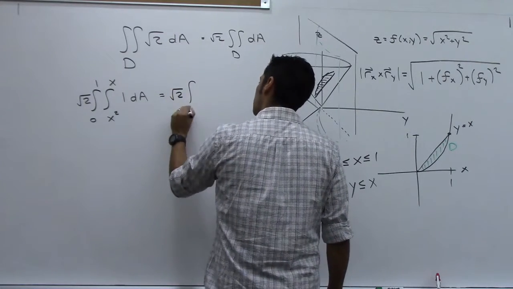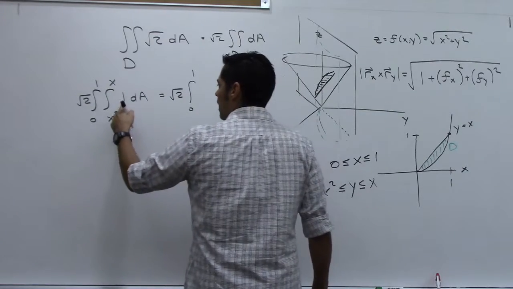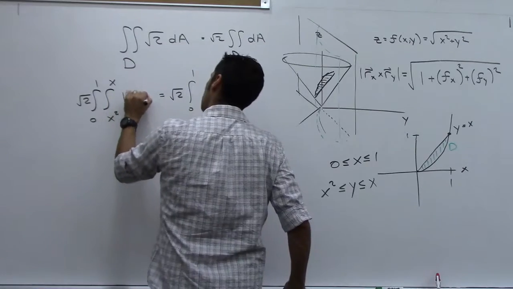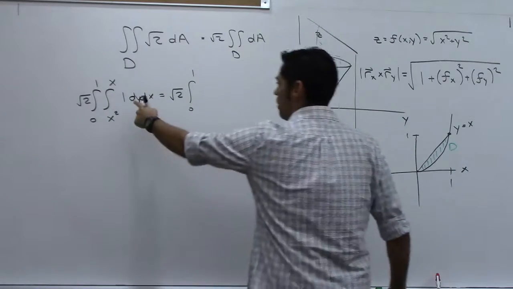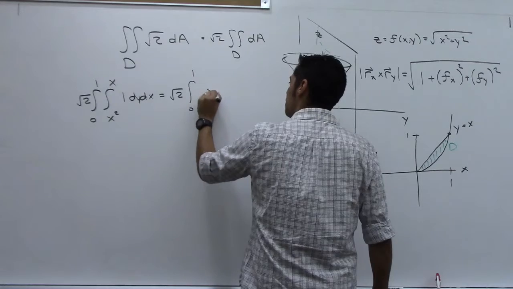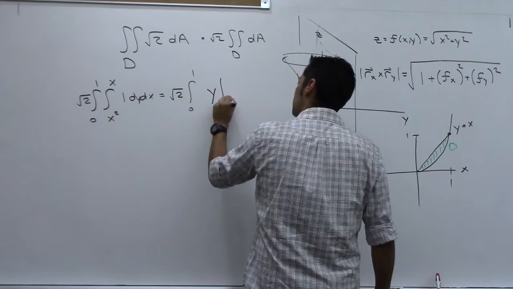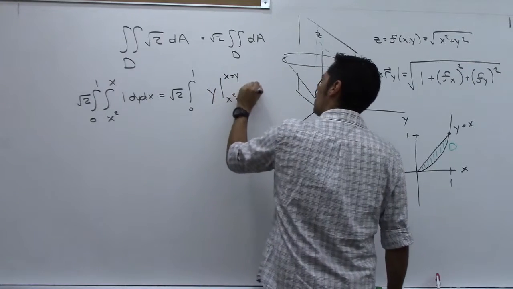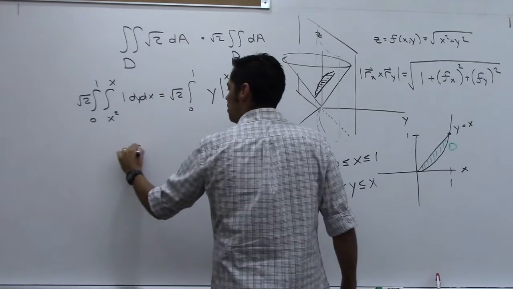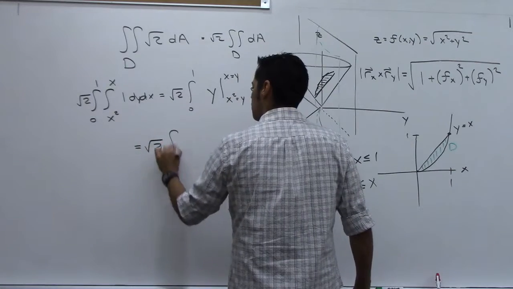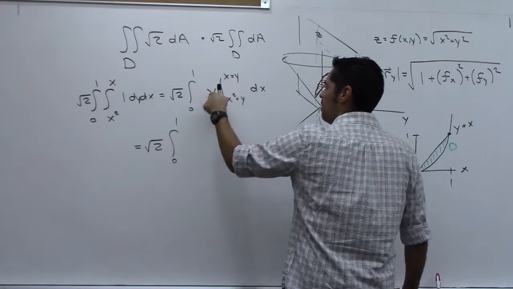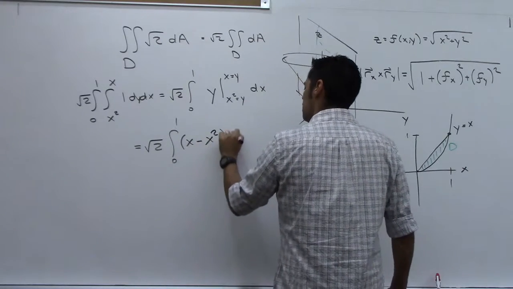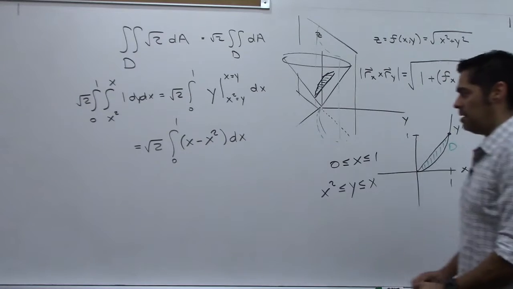Root 2 integral 0 to 1, antiderivative of 1. Oh, I forgot to put dy dx here, sorry. dy dx. Antiderivative of 1 with respect to y is just y, evaluated from x squared to x, then dx. So this is root 2 integral 0 to 1. Replace y with x, we get x. Replace y with x squared, we get x squared. This is what we should have expected to see.